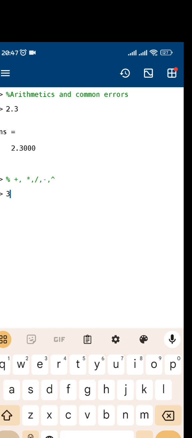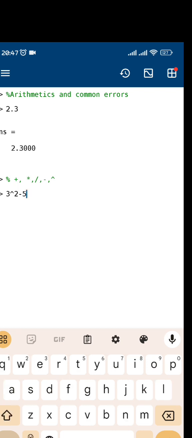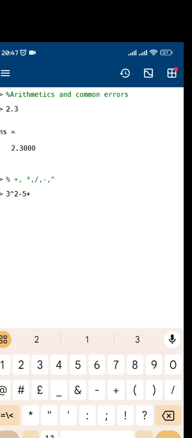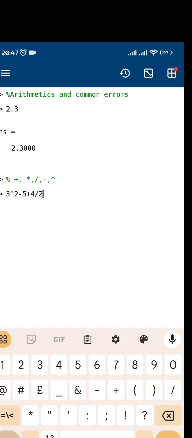Let us assume I write 3 power 2, and then minus 5 plus 4 divided by 2 plus 6 multiplied by 3.